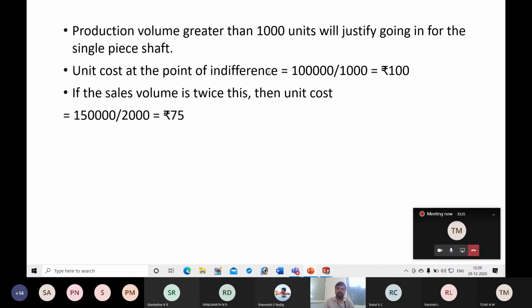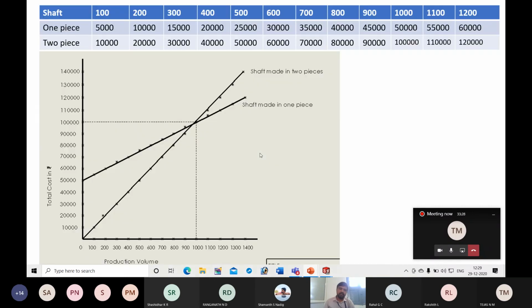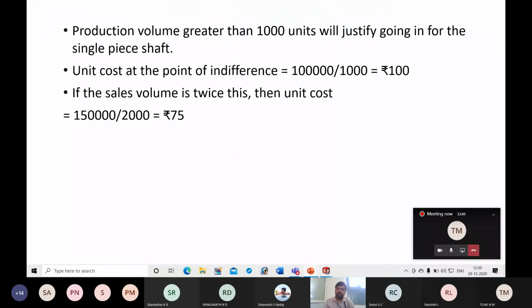Now, the unit cost at the point of indifference. This is the point of indifference. If you draw a horizontal line from it, you will get the total cost. The total cost is 1 lakh and the production volume is 1000. For 1000 units, the total cost is 1 lakh. Next, to find it for 1 unit, 1 lakh by 1000 will give you the unit cost, that is rupees 100.